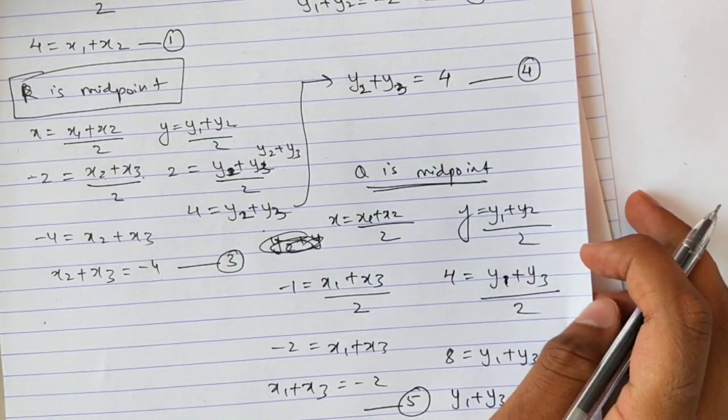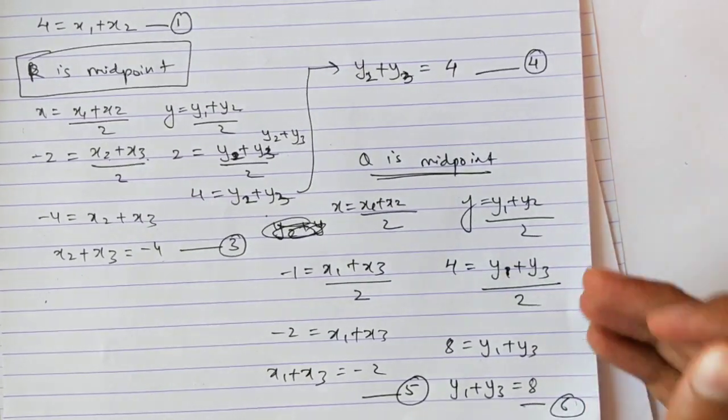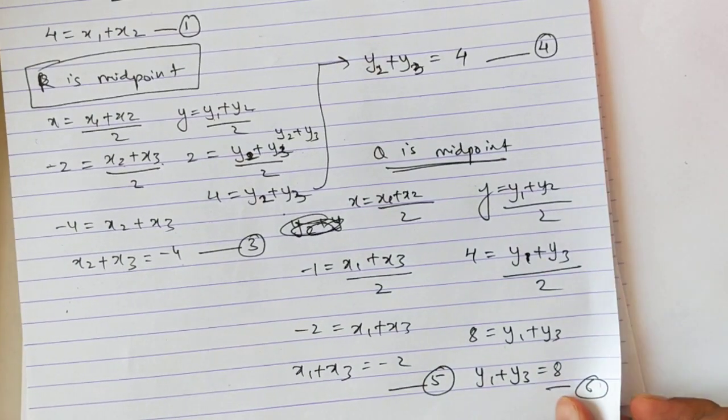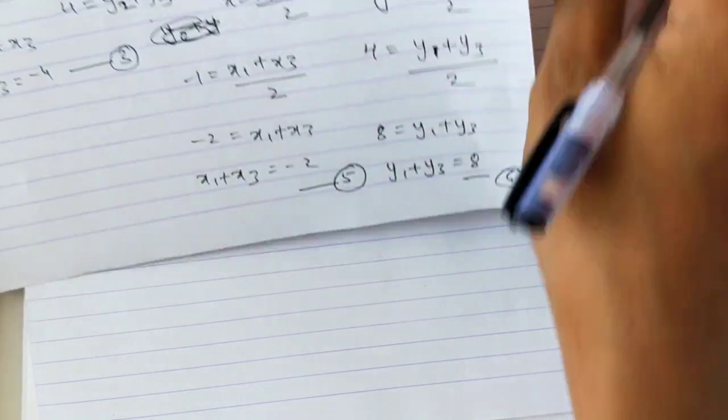Now how to use these 6 equations? Okay, see, the calculation is easy but the sum is lengthy. There is no difficult calculation in this sum, but we got 6 equations. Now let's see how to use these 6 equations.